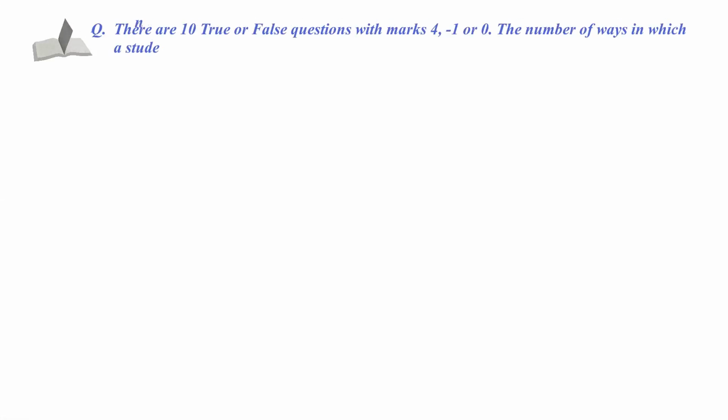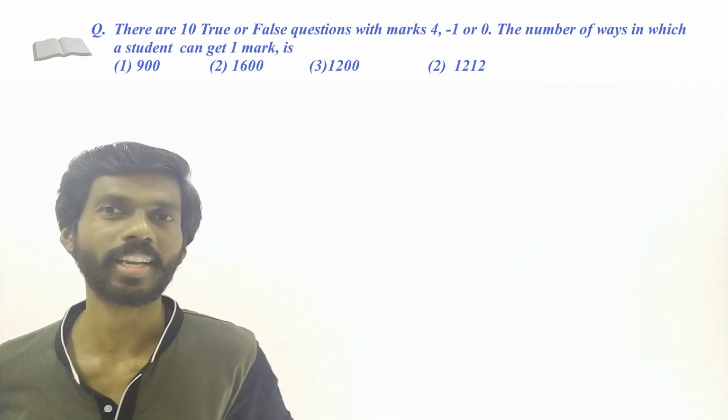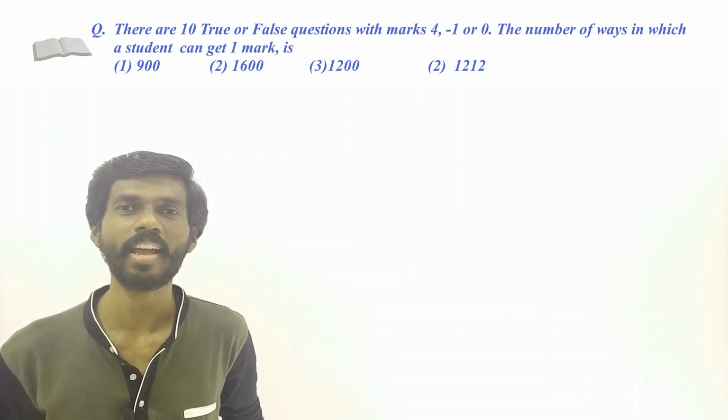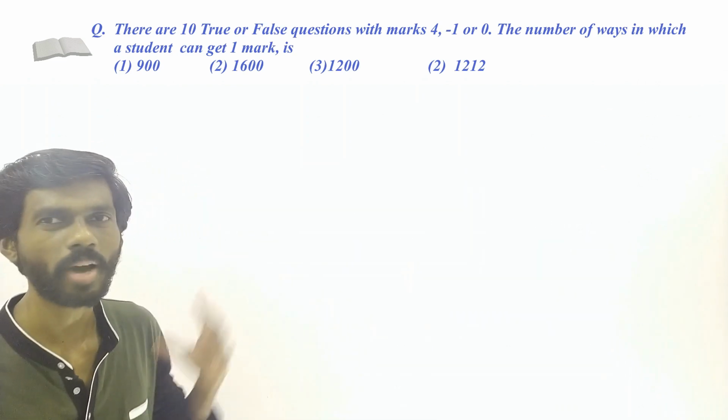There are 10 true or false questions with marks 4, -1 or 0. The number of ways in which a student can get 1 mark is. So here in this question, 10 true or false questions are there with marks 4, 0 and -1. It is understood, right? 4 marks for the correct answer and -1 for the wrong answer, and 0 if it is unattempted. So this mark distribution is there.